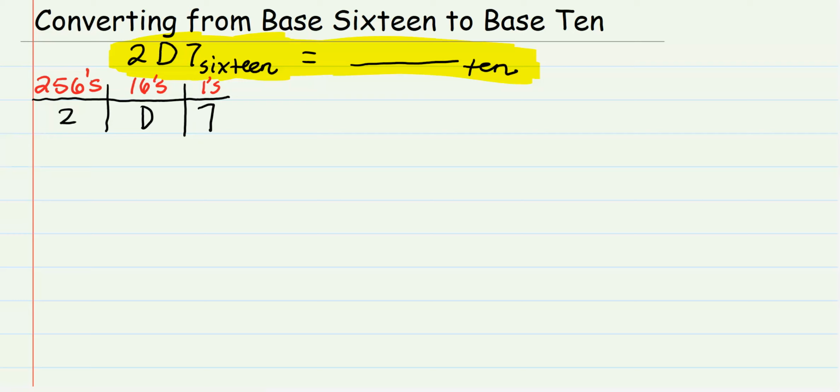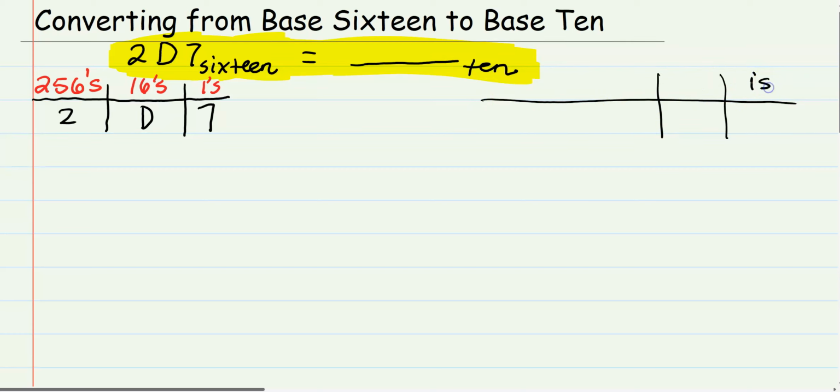The question now is, how do we translate that into base 10? And how does base 10 work? Base 10 has ones, tens, 100, 1,000, and so on. Now, here we have 2 groups of 256, D groups of 16, and 7 singles. So let's go and demystify the D. What is that all about?